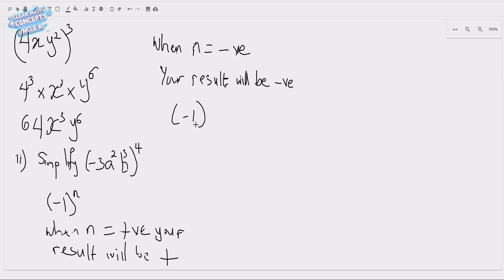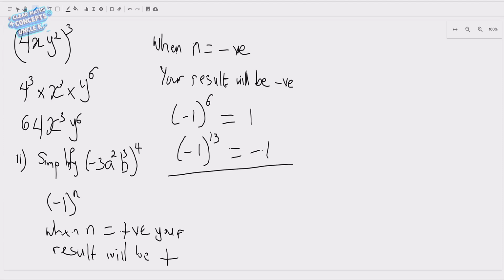Now, what do I mean by that? You have minus 1 raised to the power of, let's say, 6. This will just give you 1, which is plus 1, because the power is even, you have a positive answer. Now let's say minus 1 raised to the power of 13. This will give you minus 1. Do you get that? As long as the power is even, you have positive. With odd, you have negative. So now let's solve this question.